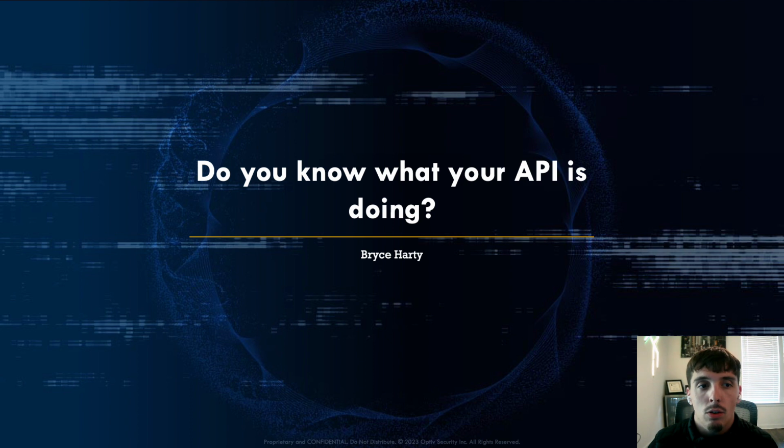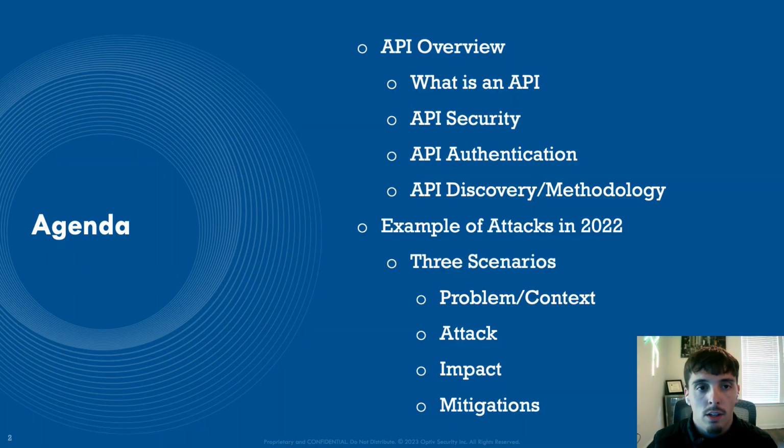My talk today is, do you know what your API is doing? I'll start with an agenda. This talk is broken down into two components. The first, we'll talk about what an API is, how it's used, why they're important in security assessments, and some of the security mechanisms and authentication mechanisms that we see nowadays.